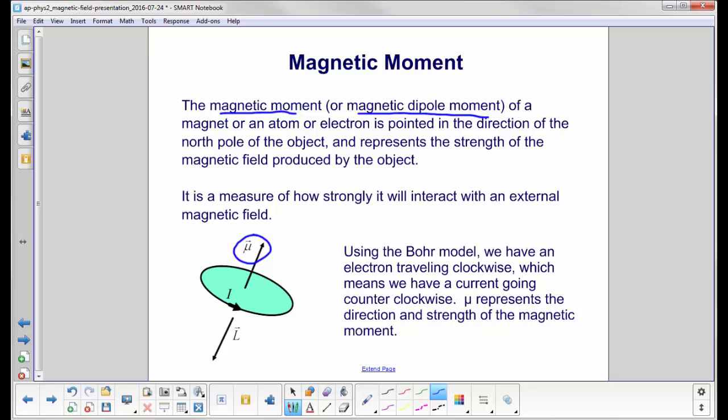Using the Bohr model again, where we can talk about electrons moving clockwise or counterclockwise, if we have a current going in this direction, well, that will give us the magnetic moment pointed up. But what's really happening is electrons are moving in the opposite direction, so the angular momentum, this is from last semester, is pointing down. And again, mu represents the direction and strength of the magnetic moment.